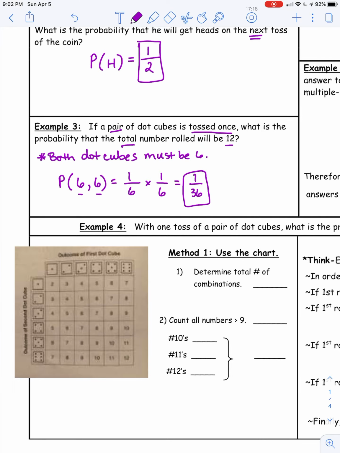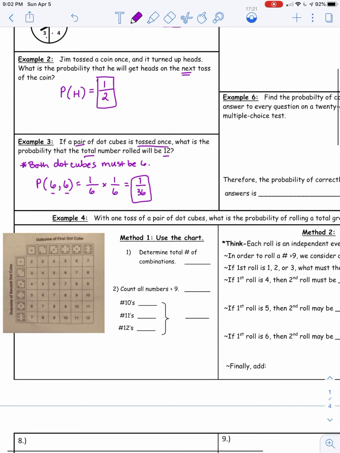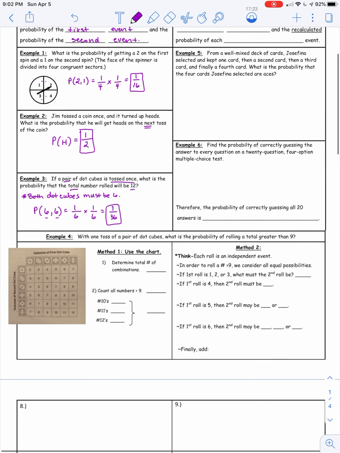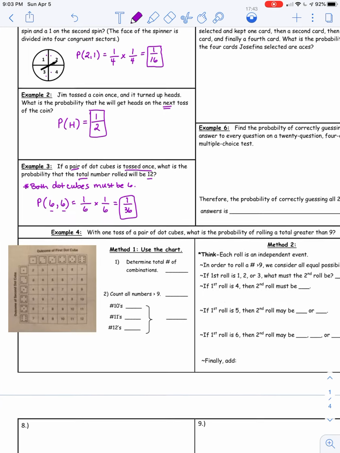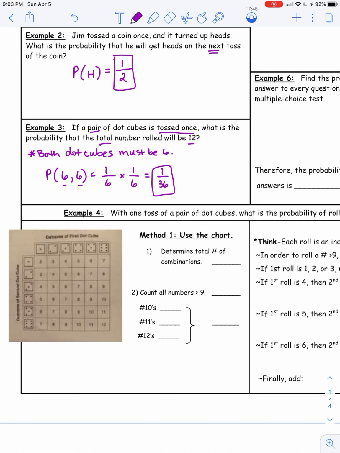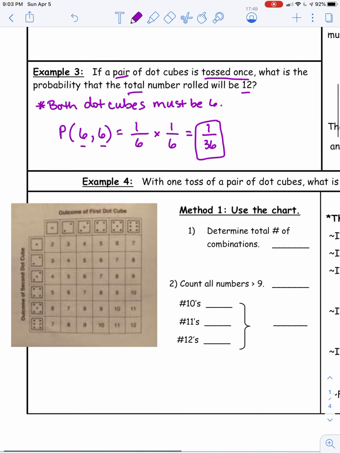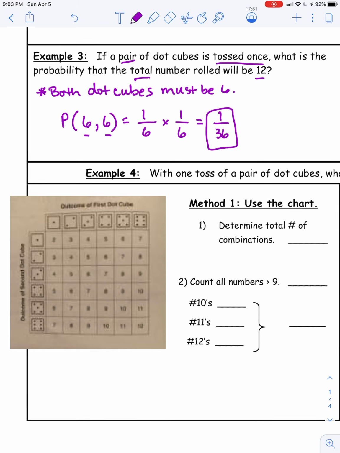Isn't that interesting? All right, example 4 is a little bit longer. I kind of put it on two sides here because we're going to look at two different methods for this. All right, so here's the question for example 4. With one toss of a pair of dot cubes, what is the probability of rolling a total that's greater than 9? Okay, so I hope that when you printed your lesson, this chart over here of outcomes did not turn out blurry like it looks here in my lesson that I'm showing you here. Yours should look a little bit better, but you can still make this out, I think.